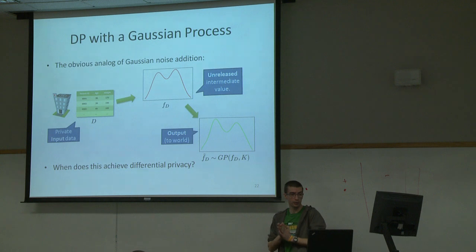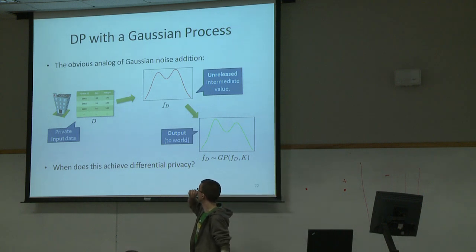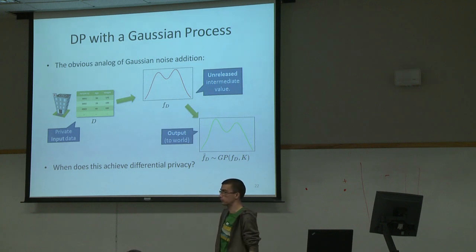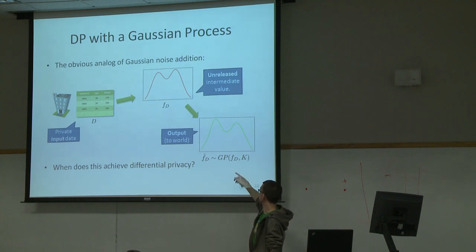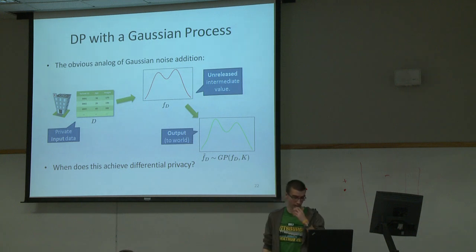Anyway, the obvious analog of adding Gaussian noise to a vector is adding a Gaussian process to a function. So I have here the same hospital as before, database D. Construct some function based on D, I should call it F sub D here. It could be an SVM or kernel density estimator, whatever. It's not going to release that function. Instead it will release a draw from a Gaussian process whose mean is that function, and with the covariance kernel. And we may ask, just as we did before, when this will achieve differential privacy.